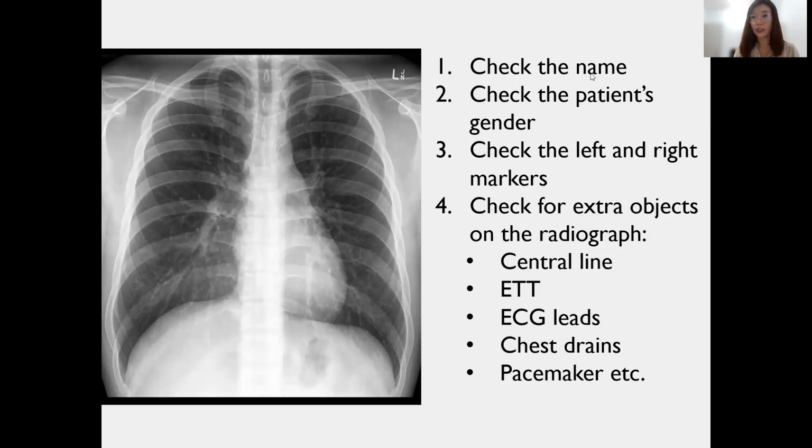So again, check the name on the X-ray. This is a must step, because sometimes we might interpret the wrong X-ray for a wrong patient. Check the patient gender as well, and then look at the left and right marker before we start. Sometimes the radiographer might accidentally misplace the marker, especially when we are looking for whether there is dextrocardia or not. Next we look for extra objects like central line, ETT, any NG tube, or any external artifacts.